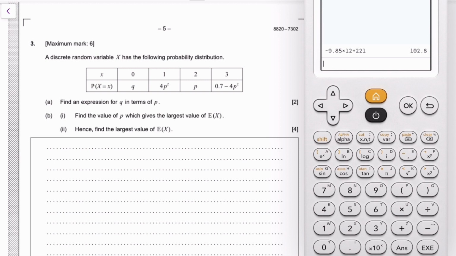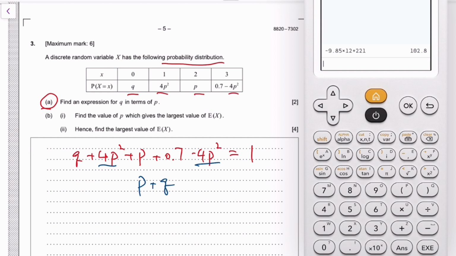Okay, a probability distribution question. There are only two things you need to know for a table like this. The first thing, for part A, is that the total probability must be 1. So you add up the probabilities. You should get 1. The interesting thing for this question is that the 4p squared and the minus 4p squared cancel out. So p plus q plus 0.7 equals 1. You can minus the 0.7: 0.3.